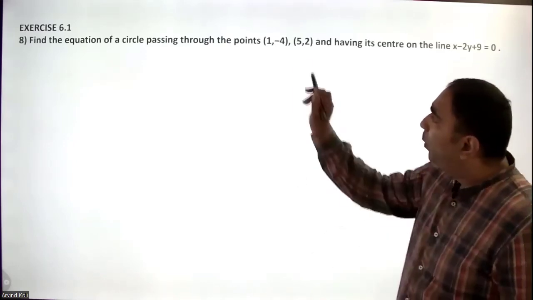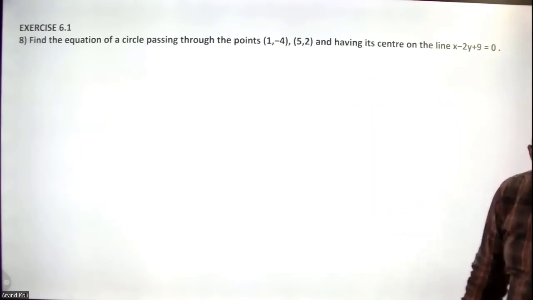What is question number 8? Find the equation of a circle passing through the points 1, -4 and 5, 2 and having its center on the line x minus 2y plus 9 is equal to 0. So students, here we are having a circle passing through 2 points 1, -4 and 5, 2 and having its center on a line.